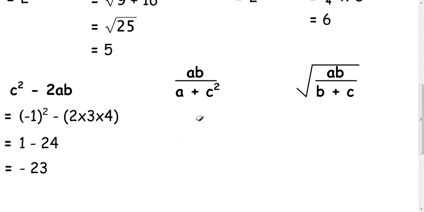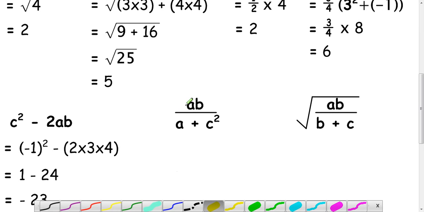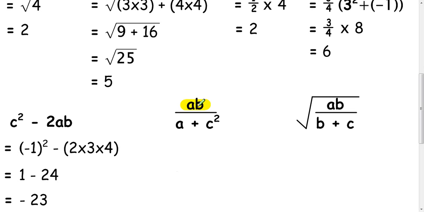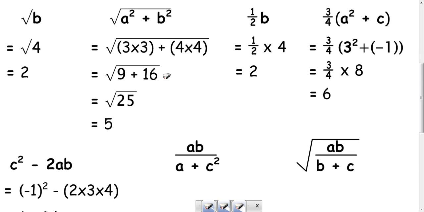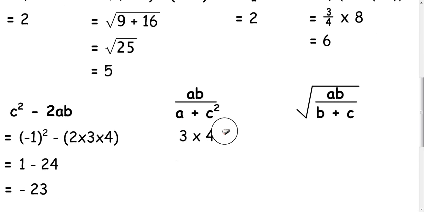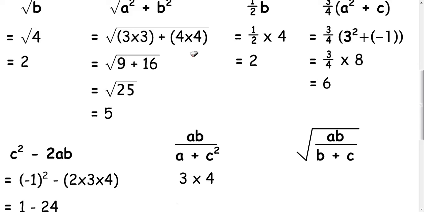Okay, 2 to go. Now, when you have this division line, what you do is you work out the top bit, then you work out the bottom bit, and the last thing you do is you divide. So, sub the numbers in first. So AB equals 3 times 4, divided by A plus C squared. So that's going to be 3 plus negative 1 squared.